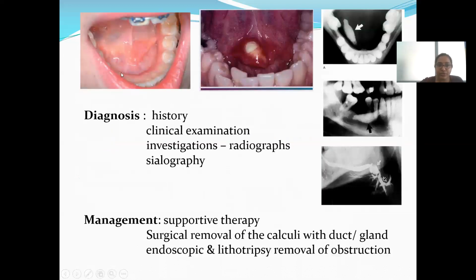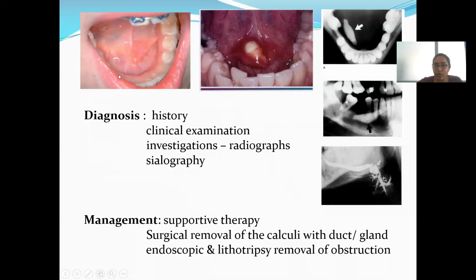If you see in this picture, the floor of the mouth, you cannot see any abnormality here. Sometimes in inspection we might not see anything. Usually in inspection what we see is swelling, but we may not be able to appreciate the swelling. But when we palpate the floor of the mouth, sometimes we might feel some hard structure along the path of your duct.